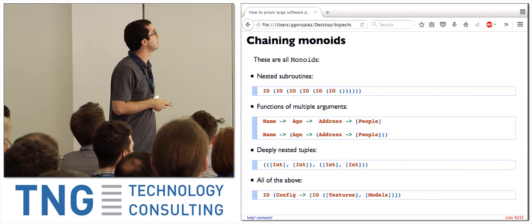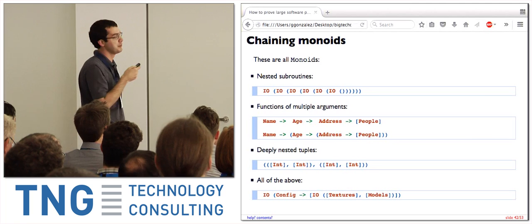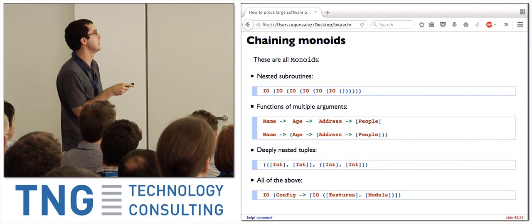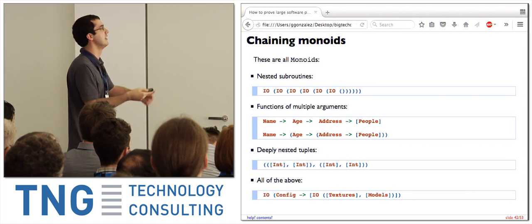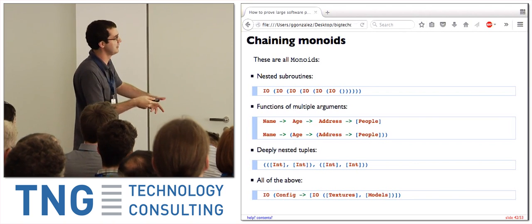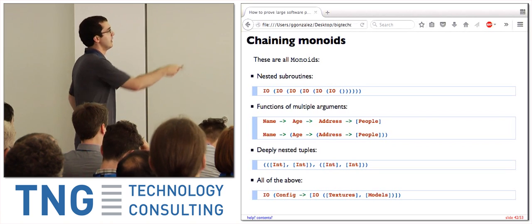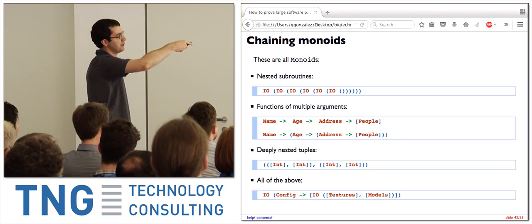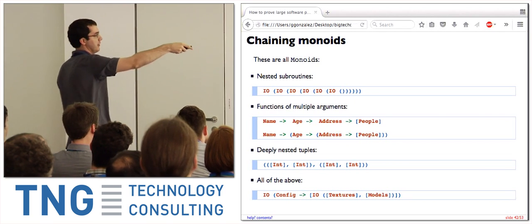Functions of multiple arguments are subroutines. And the reason why is because in Haskell, a function of multiple arguments is actually several nested functions. So this is really a function that takes a name and returns a new function that takes an int and returns a new function that takes an address and then returns a list of people. I can nest tuples together, and then the resulting thing will still be a monoid. Or I can combine all the above tricks to get really complicated monoids.